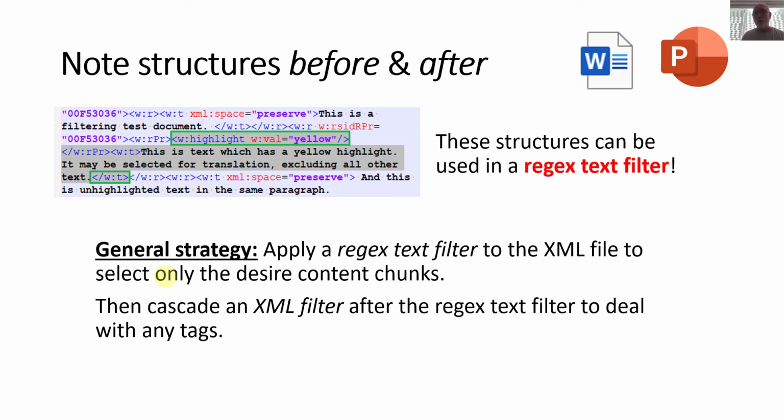These structures will then be used in a regex text filter to select that text while ignoring all the rest of the text. The general strategy that we're going to use here is to apply a regex text filter to the XML file to select the content that we want to translate, and then we'll cascade an XML filter after the regex text filter in order to deal with any tags.